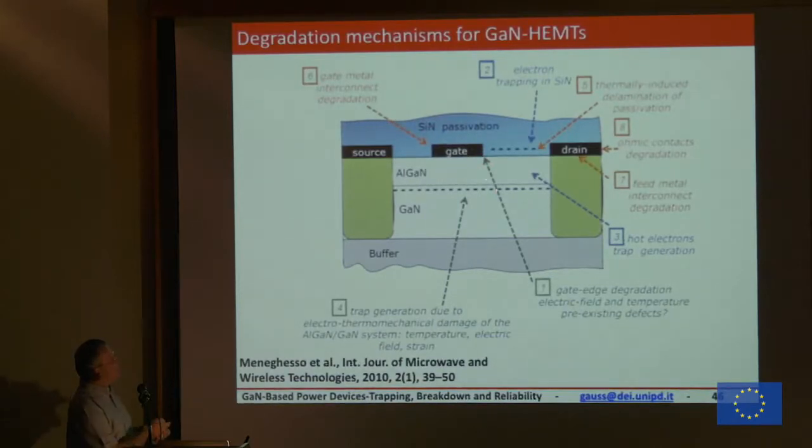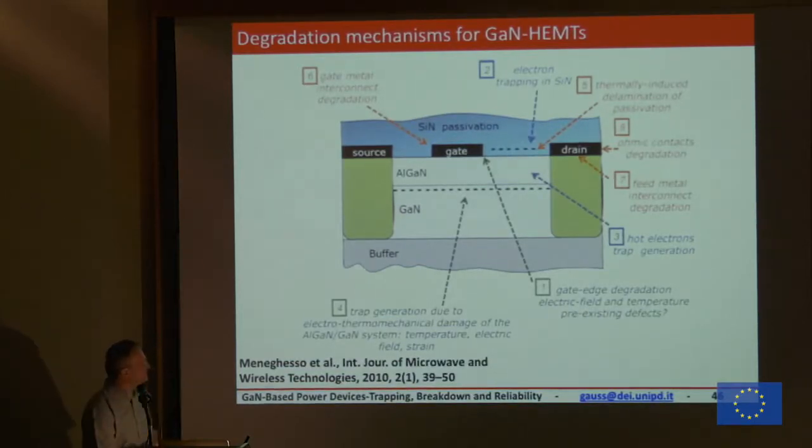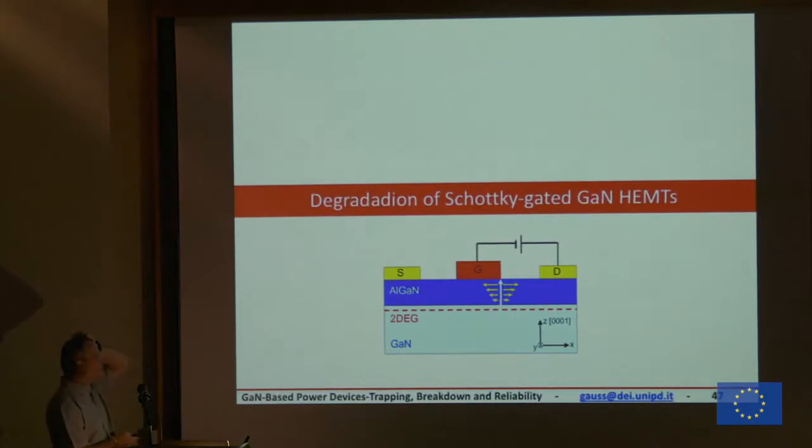And number 4, what is a traps generation that we may have here. Because of the high electric field, we may really have a strength of the field strong enough to damage the lattice, to create a defect, to create some real physical defect within the device. So the first degradation mechanism that was identified was this gate edge degradation.